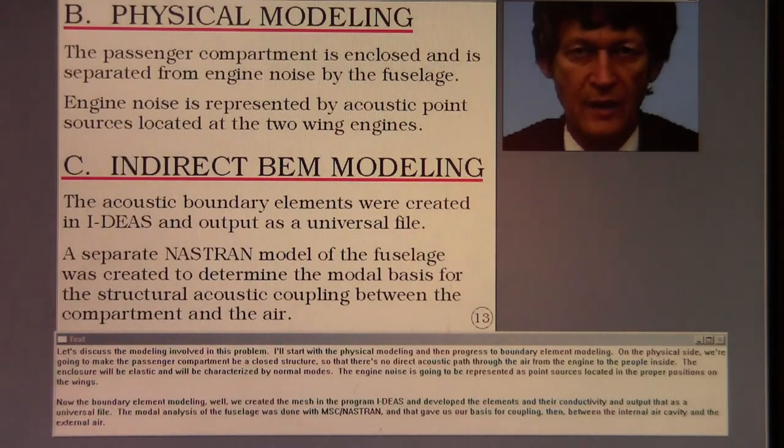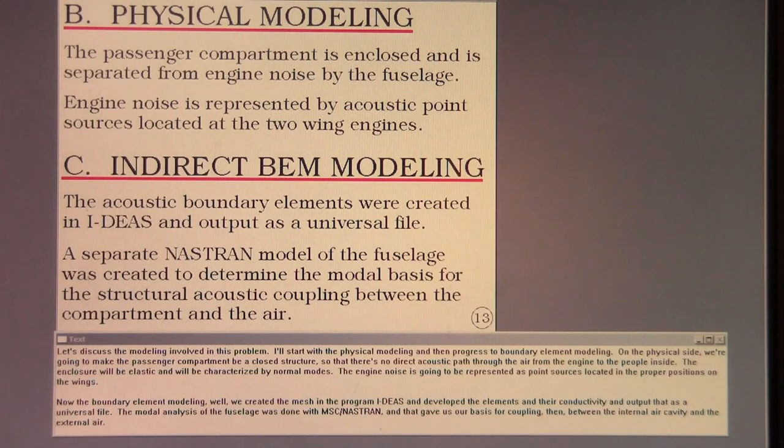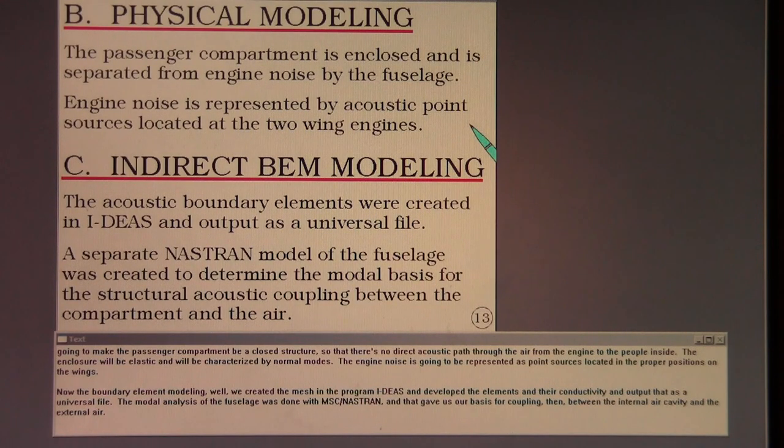Let's discuss the modeling involved in this problem. I'll start with the physical modeling and then progress to boundary element modeling. On the physical side, we're going to make the passenger compartment be a closed structure so that there is no direct acoustic path through the air from the engine to the people inside. The enclosure will be elastic and will be characterized by normal modes. The engine noise is going to be represented as point sources located in the proper positions on the wings.